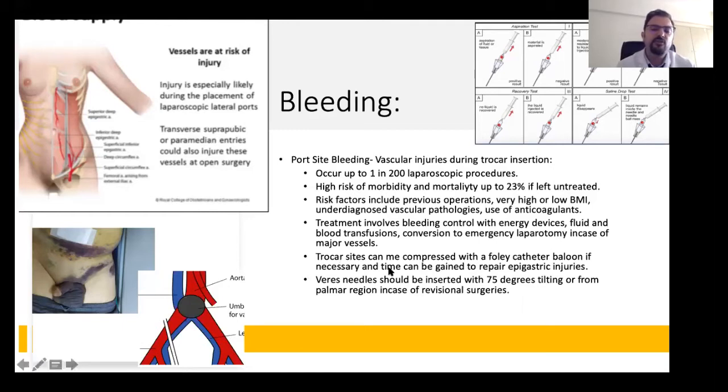And Veress needles should always be inserted in a tilted way. Preferably, I do it at 75 degrees to or from the palmar region in revisional cases to avoid the aorta.